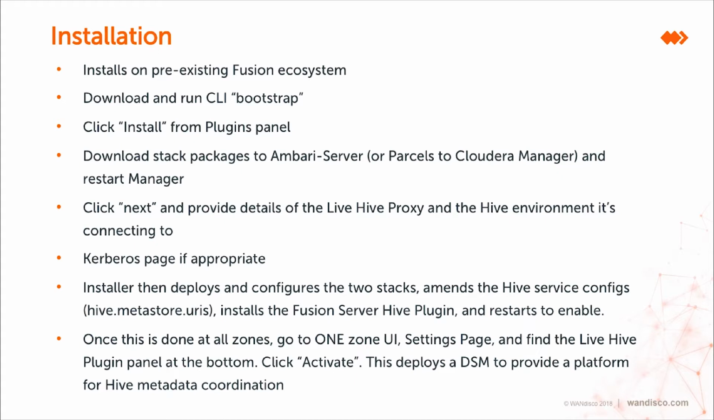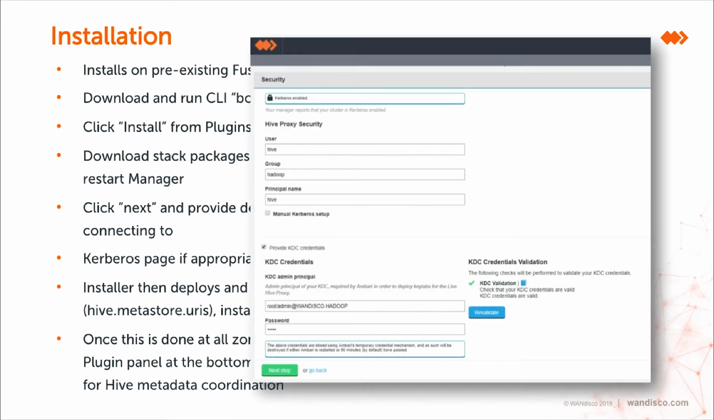Once it's done on all zones, you need to go to one zone in the UI, the settings page, and find the Live Hive plugin panel at the bottom and click Activate. This deploys the distributed state machine to provide a platform for Hive metadata coordination.